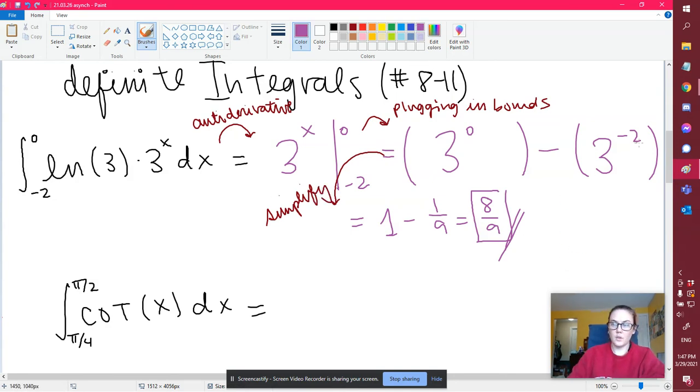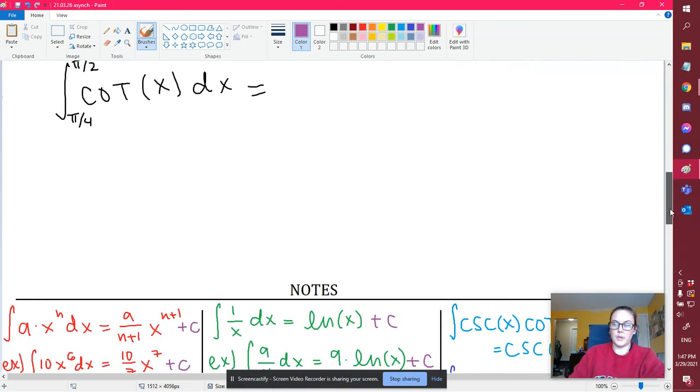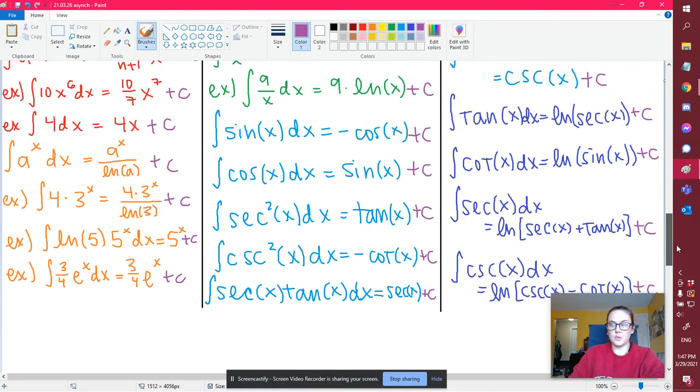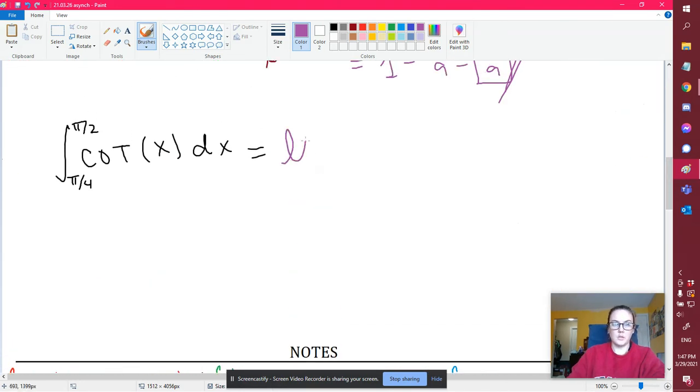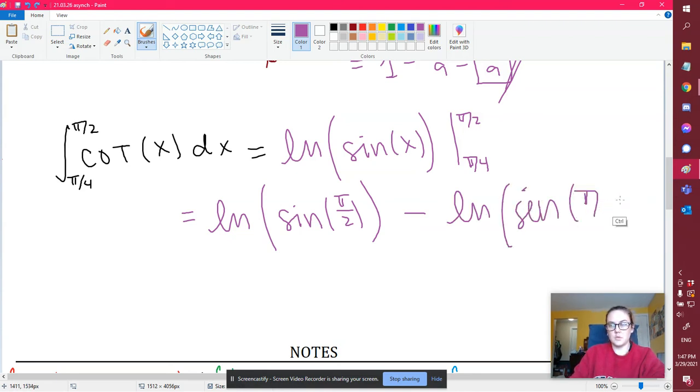Let's do another. If we've got the cotangent of x, we scroll down, we say the integral of cotangent is the natural log of sine. Natural log of sine. We put our boundaries over here for fun. We plug in our top boundary first, and we subtract our bottom boundary next. We double check to make sure our calculator is in radian mode.